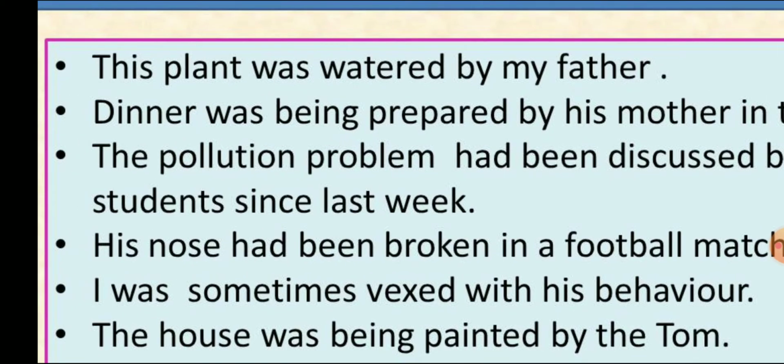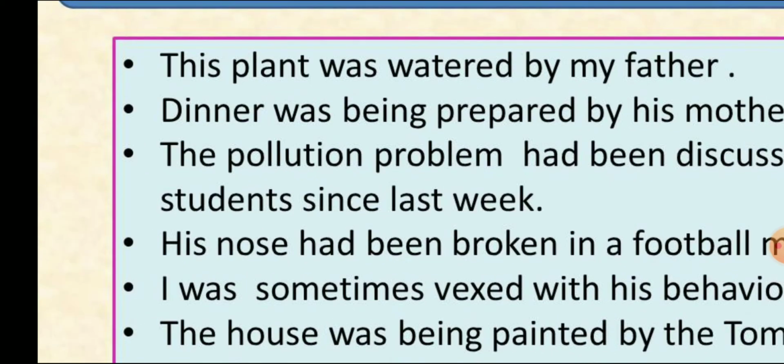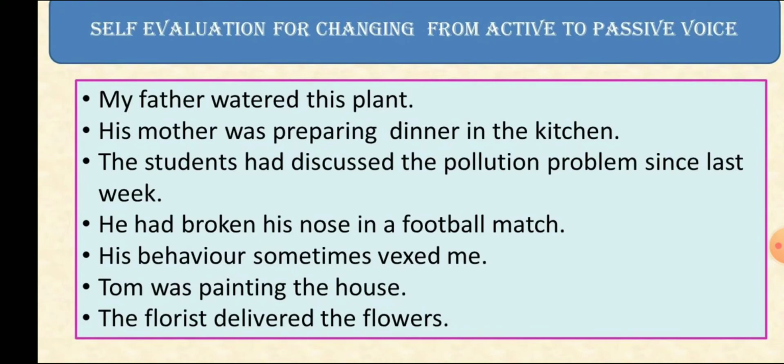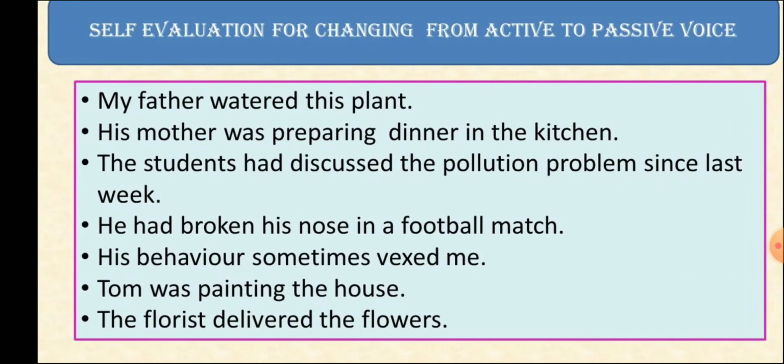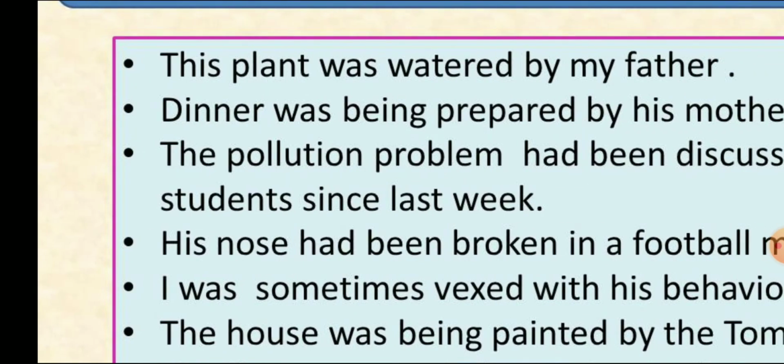This plant was watered by my father. That is my father subject, this plant object. So it is in simple past tense, watered, past form of main verb. So how we have to change: this plant was watered by my father.